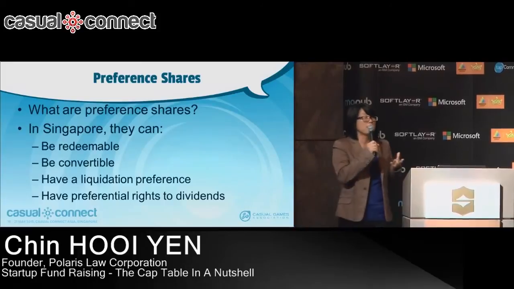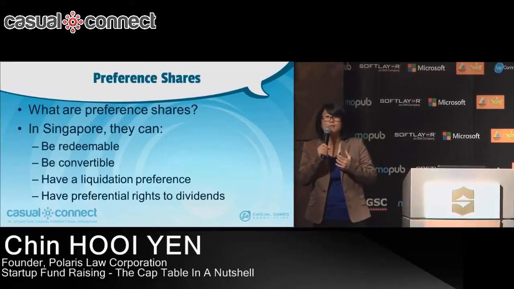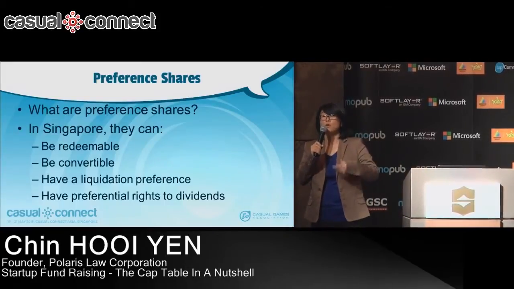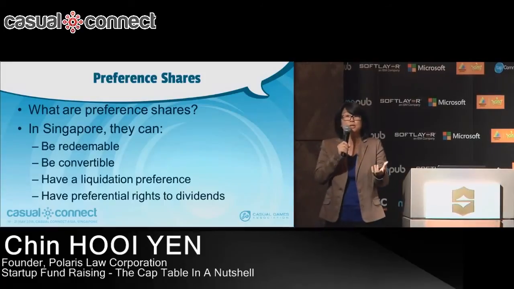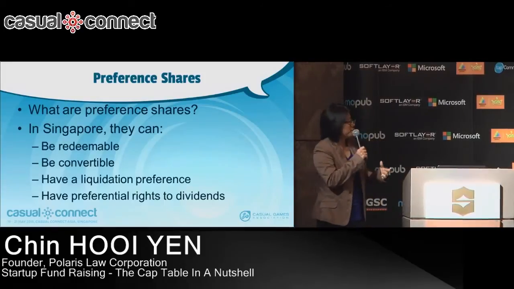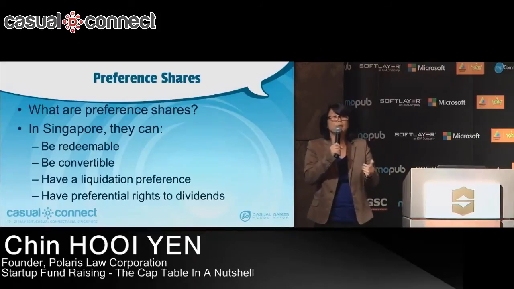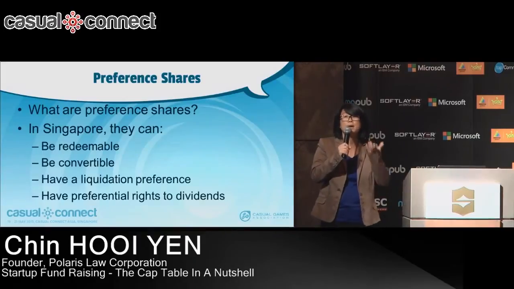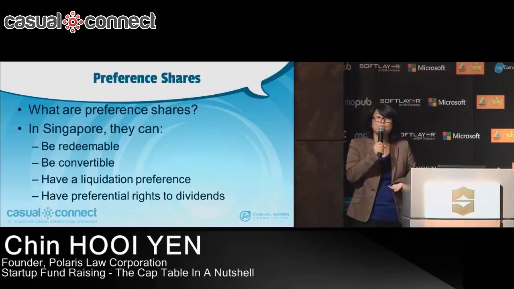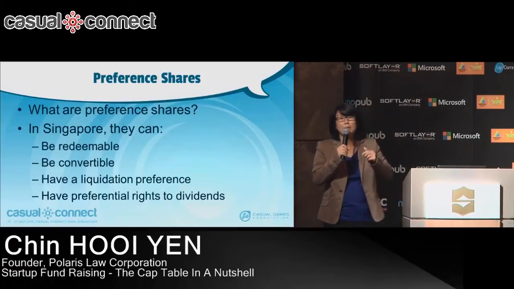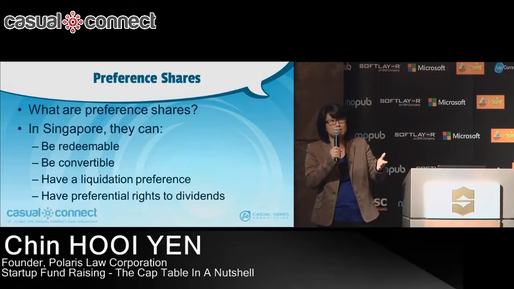They are shares issued by the company, but they can have certain rights attached to it, unlike ordinary shares, okay? So preference shares can be redeemable, they can be redeemed. The company can pay the shareholder and cancel the shares. The preference shares can be convertible, they can be converted into ordinary shares.